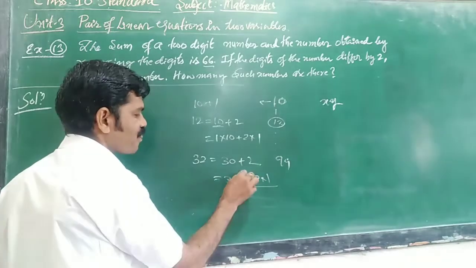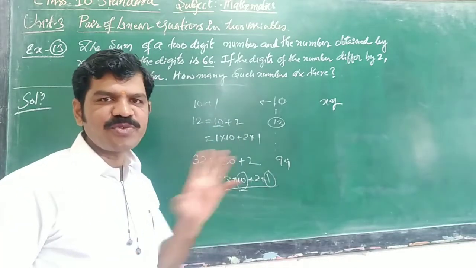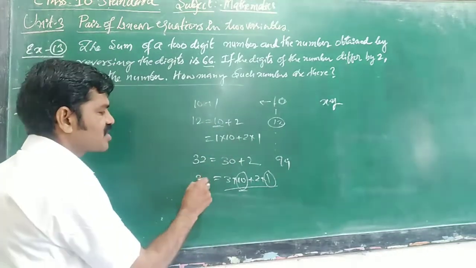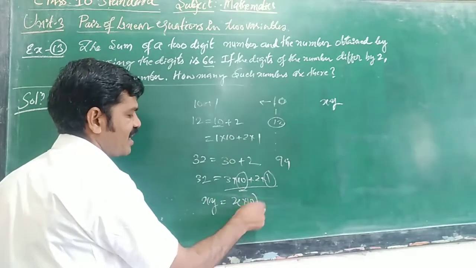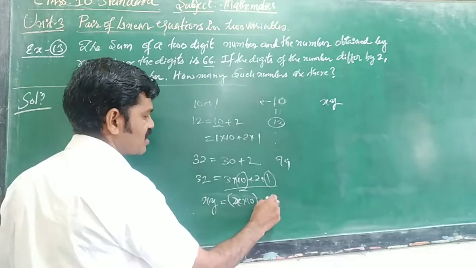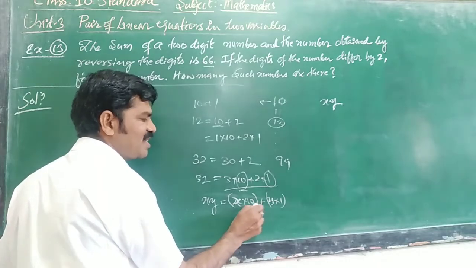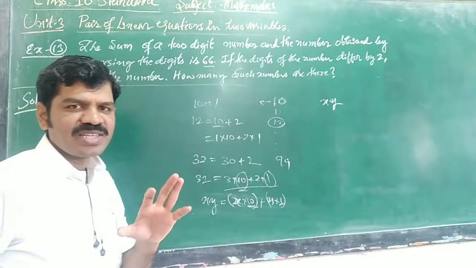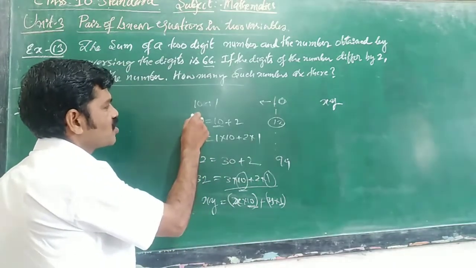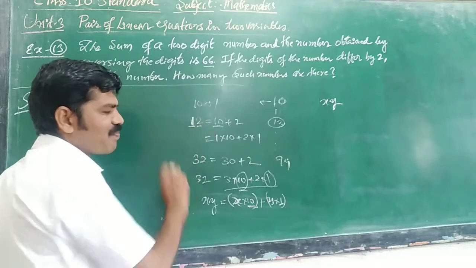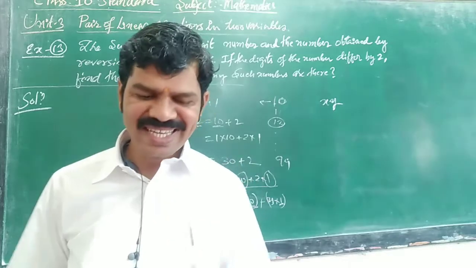See here, this is the tens place, this is the unit place. That we need to remember. Instead of this 32, if xy is there, it is x multiplied by 10 plus y multiplied by 1. We need to understand that 10 is the tens place and 1 is the unit place. If there is 12, this 1 is in the tens place and 2 is in the unit place. We know that, I am just recalling it.